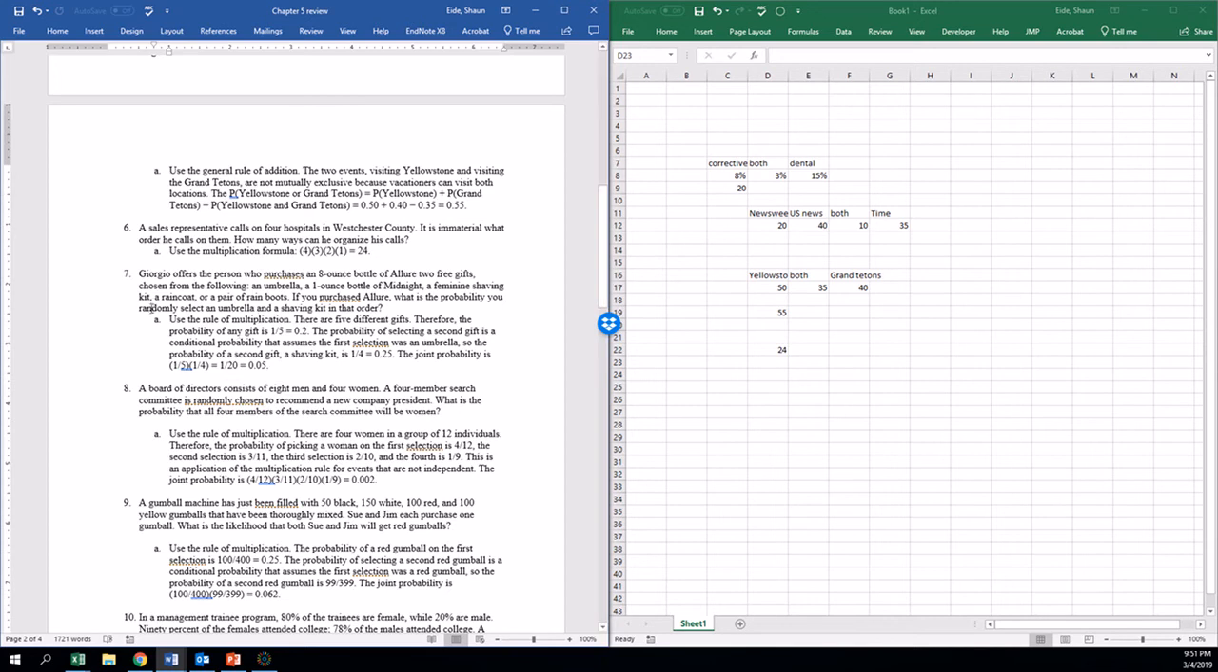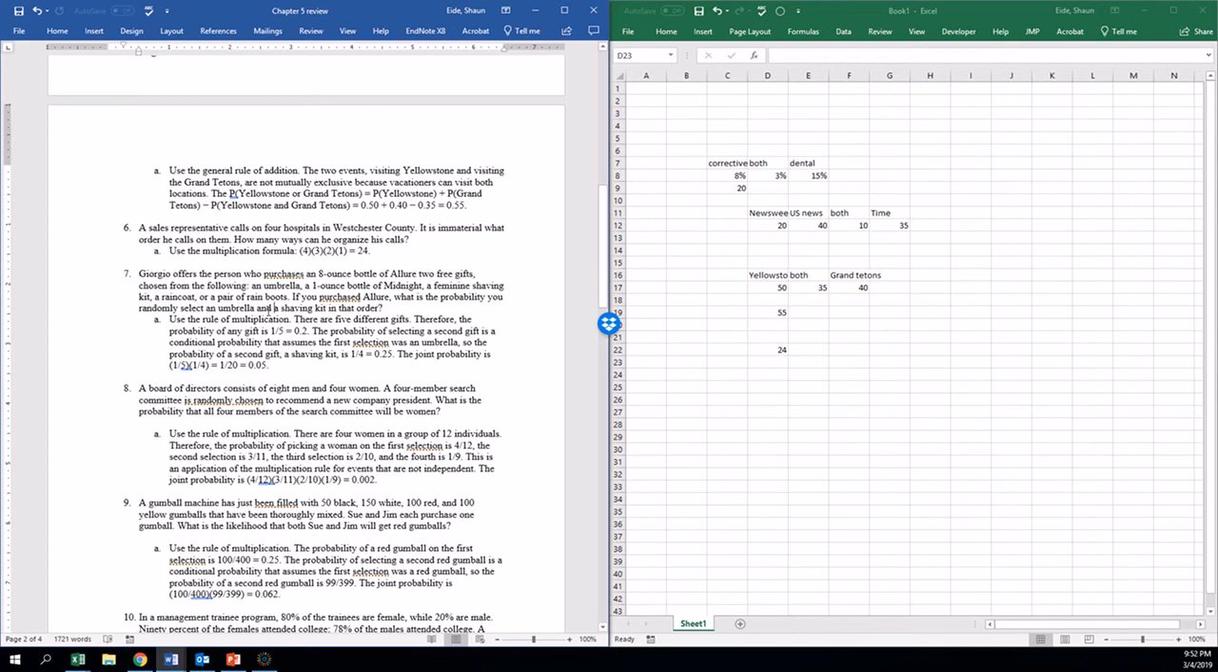We are going to do number 7. Giorgio offers a person who purchases an 8-ounce bottle of Allure 2 free gifts chosen from the following. So there are 5 gifts right here. If you purchased Allure, what is the probability that you'll randomly select an umbrella and a shaving kit, in that order? First of all, what is the probability that you randomly select an umbrella first? There are 5 gifts, so the probability is 1 out of 5.